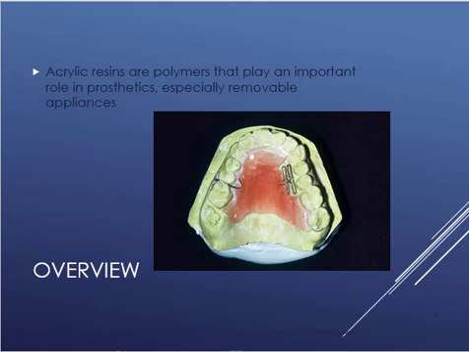Alright, so for an overview, the resins that are used to make complete and partial dentures, and also orthodontic retainers and maxillofacial prostheses, those are going to be acrylic resins. So they play an important role in making those removable appliances for patients. This figure right here shows a removable acrylic orthodontic tooth movement device.